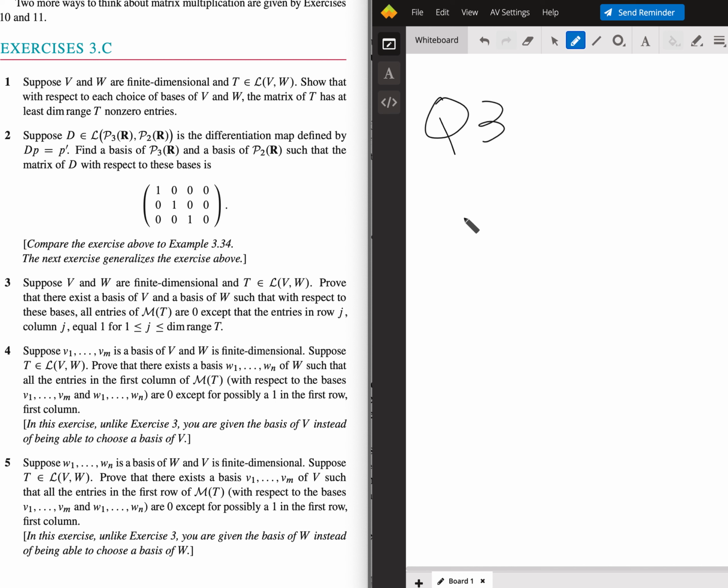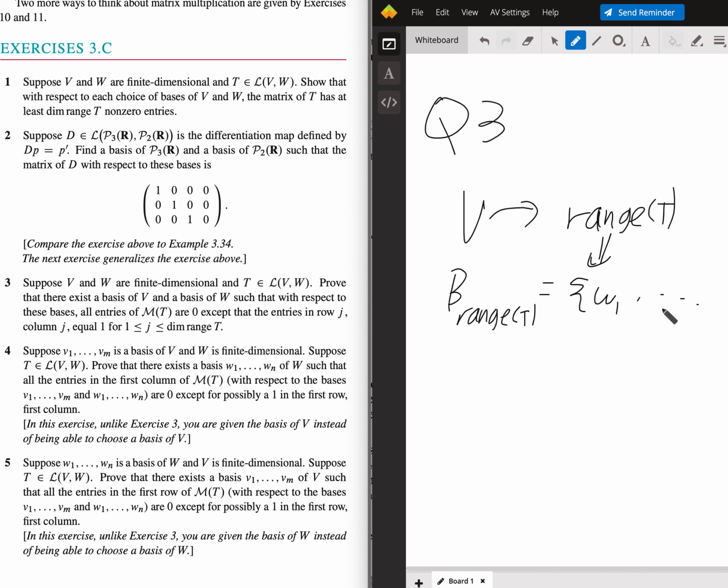There's a couple of things to think about here. So particularly you want to focus on V going to range T. So without like too much fanfare, I'll just directly introduce the concept. The basis, you can establish a basis for range T, and what you get is W1 through WK, let's say. Let's establish that dimension of V is n, dimension W is m, and dimension of range T is k.